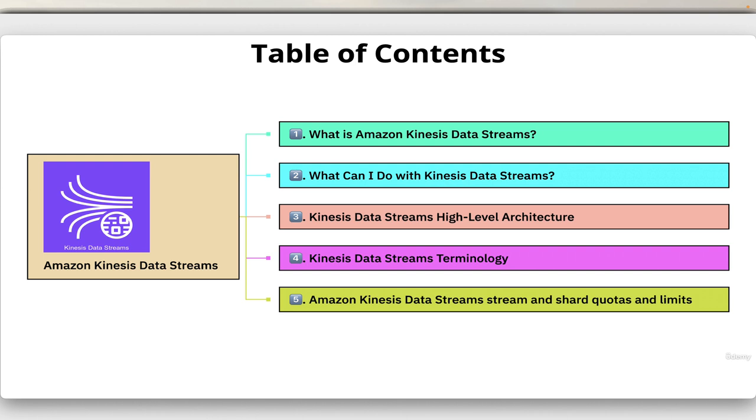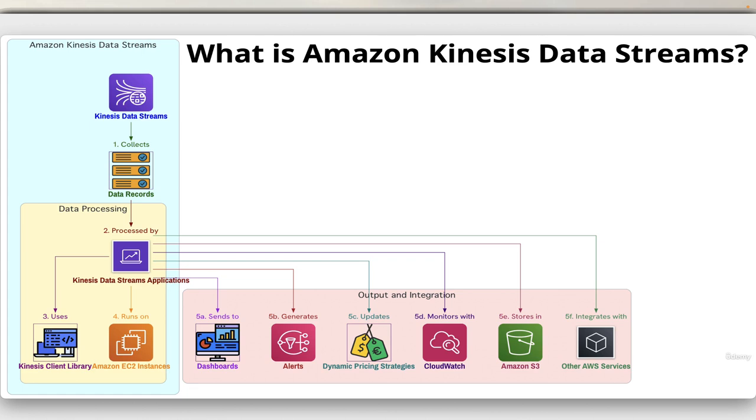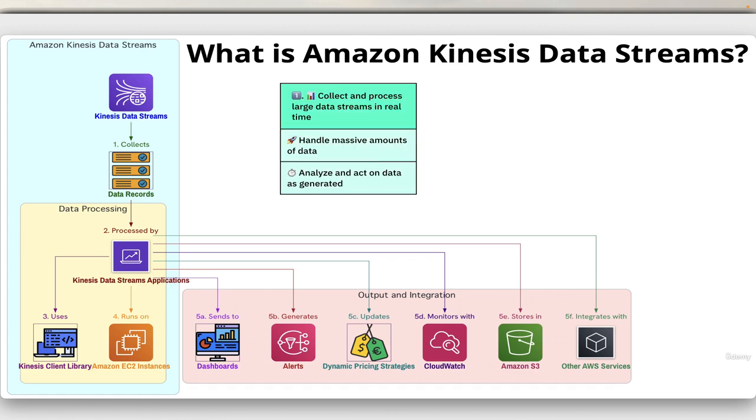So what is Amazon Kinesis data streams? Amazon Kinesis data streams is a service that allows you to handle massive amounts of data in real time. This capability is crucial for businesses that need to analyze and act on data as it is generated.